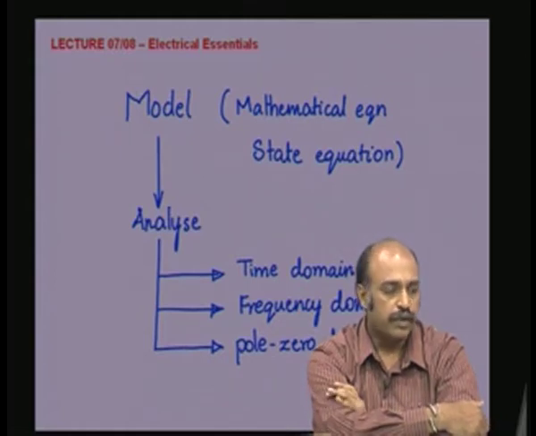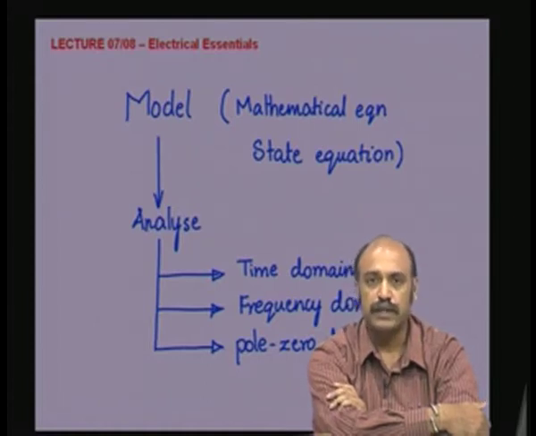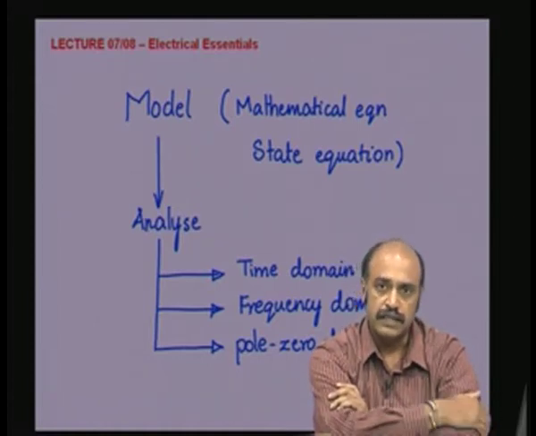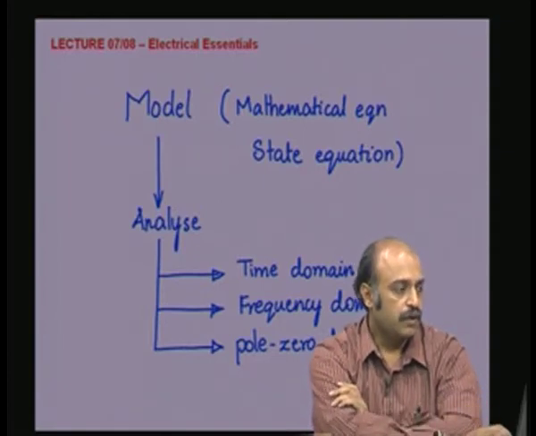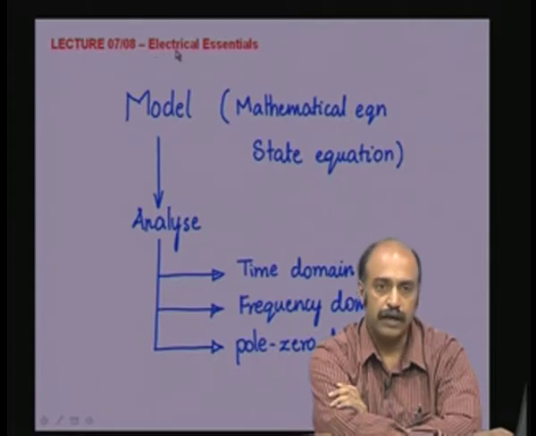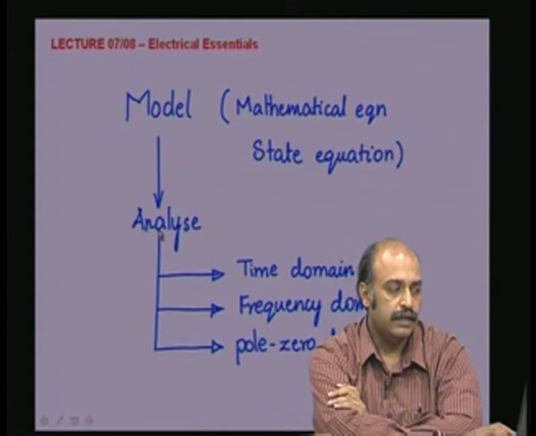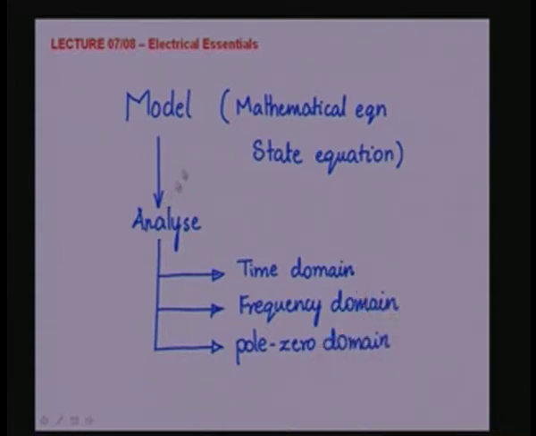After we are able to obtain the mathematical model, we should know what we want to do with it. We should know what analysis we want to do with it. How do we analyze it? So, lectures 7 and 8 of the electrical essentials will focus on analysis of the mathematical model that has been developed in these three domains: the time domain, the frequency domain, and the pole zero domain.